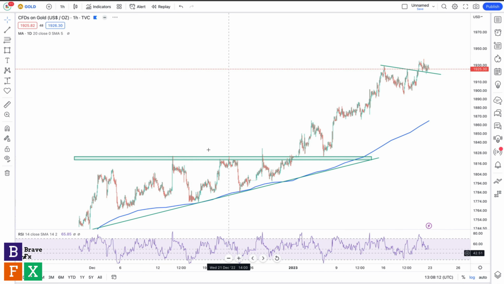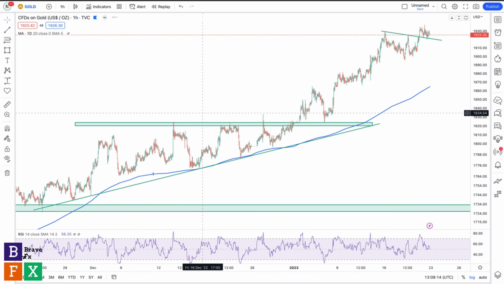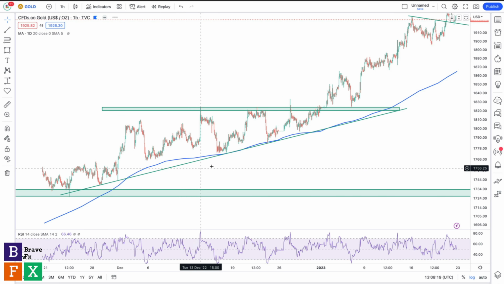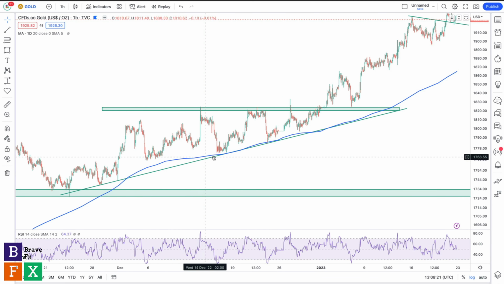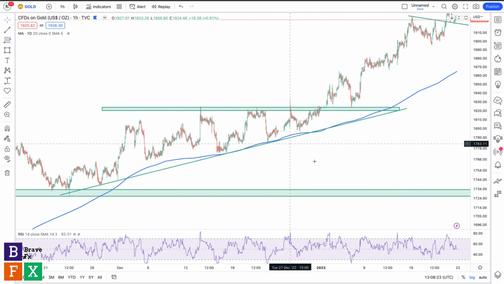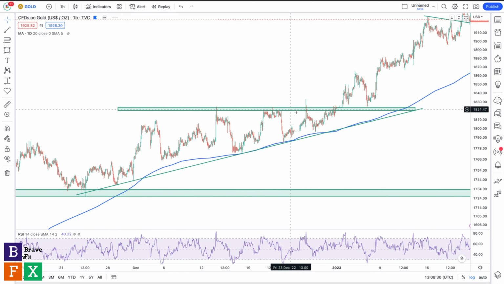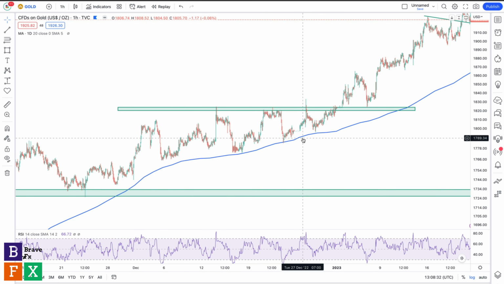price has used this moving average as a support level in the past. Within the last few months, you can see at this price level multiple bounces off the 20-day moving average, which also aligns with this trend line that forms this ascending triangle. So I'm going to get rid of these lines.